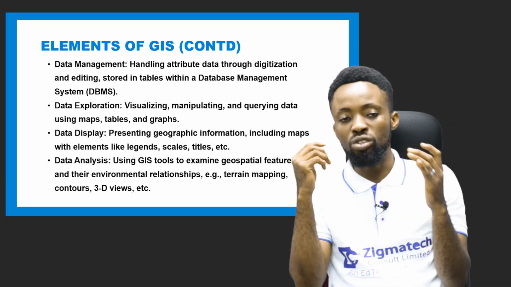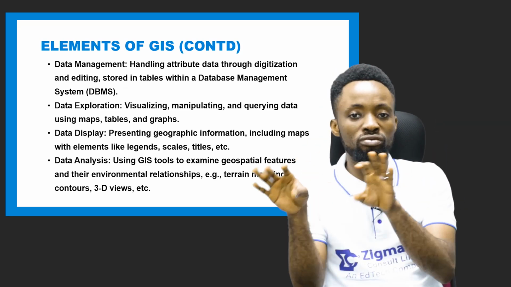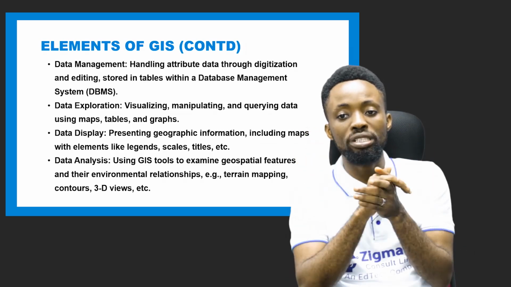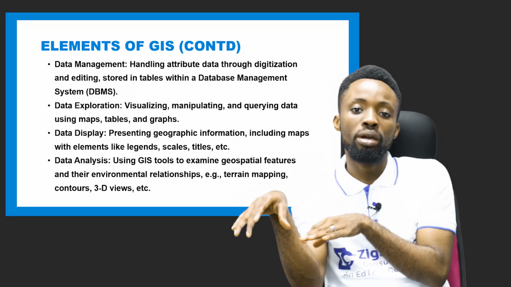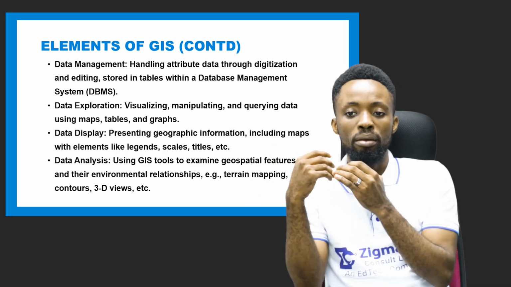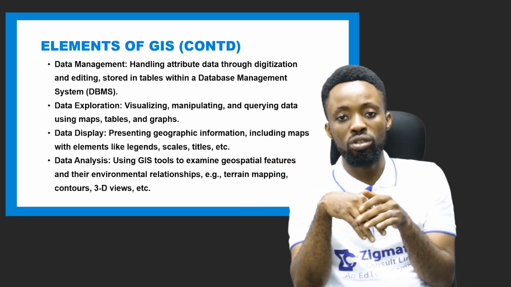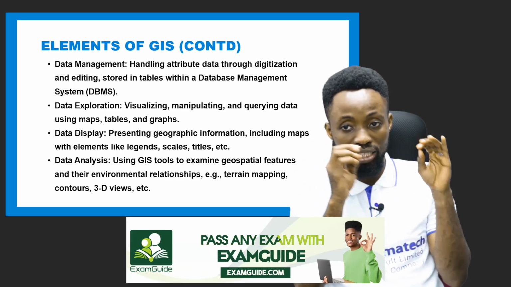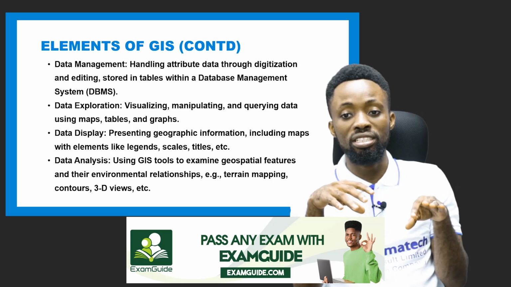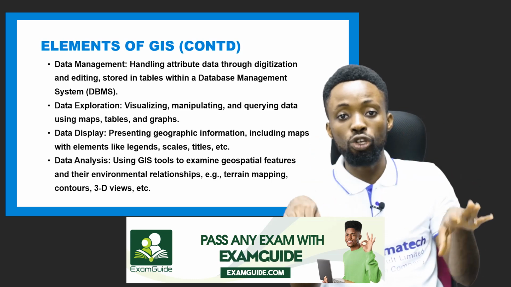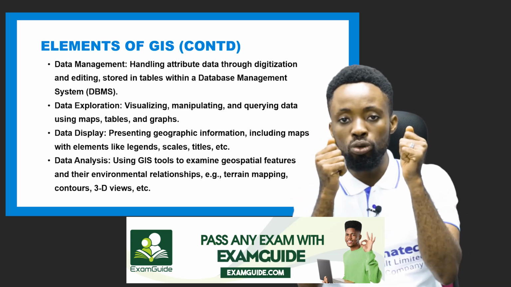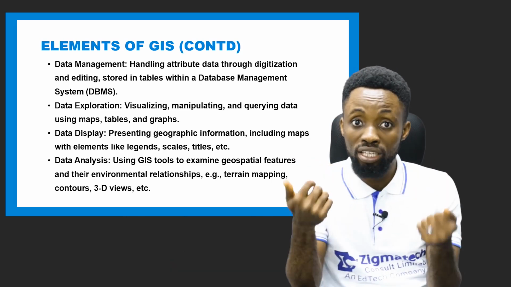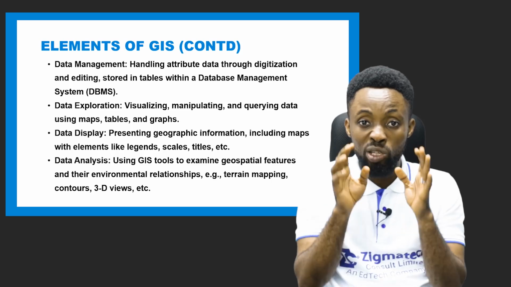Then the next element of GIS is called data analysis. Now, this one has to do with using various GIS software tools to examine geospatial features and their environmental relationship. Let me give an instance. A 3D view of a particular place will help in data analysis. So it's an example of data analysis. And also a contour map, when you look at a contour map, you understand the height and level of the earth surface that is being displayed on the map.